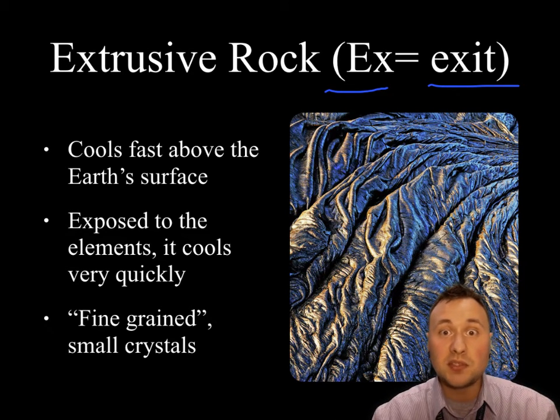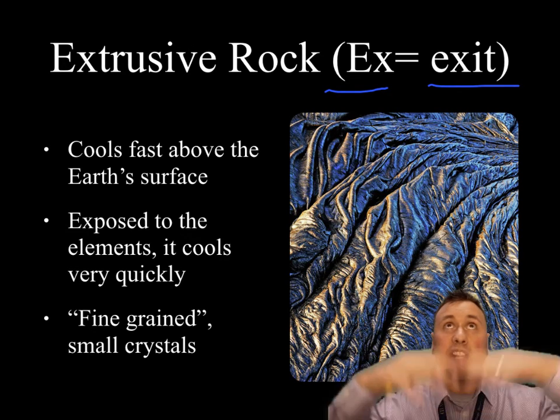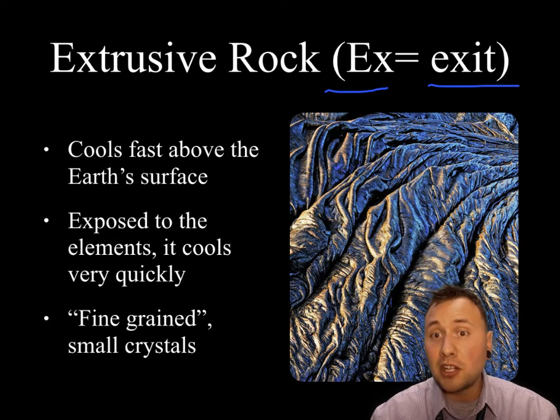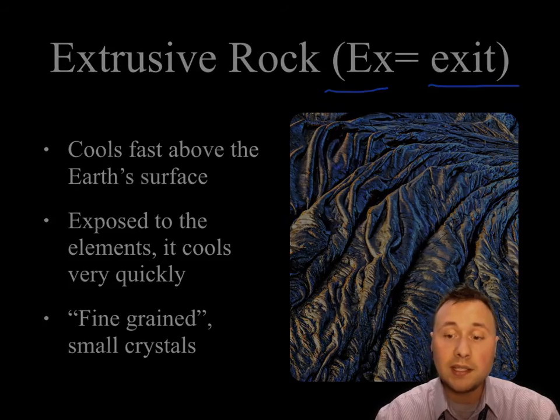I mean, some of it just falls right into the ocean, but what's going to happen is because it's on the surface, because it's exposed, because the heat can just radiate out into space, you're going to have smaller crystals. It cools very, very quickly. There's no insulation from the crust. Even if you pile the layers of lava right on top of each other, it's going to cool pretty quickly.